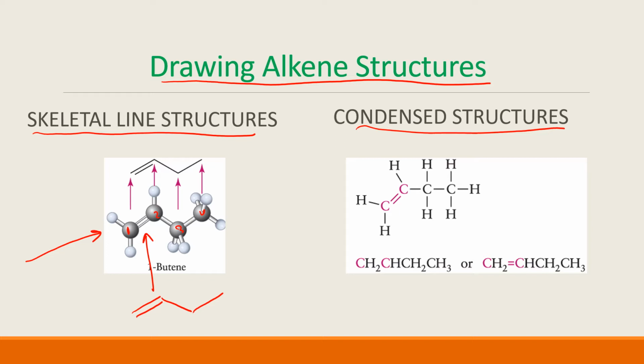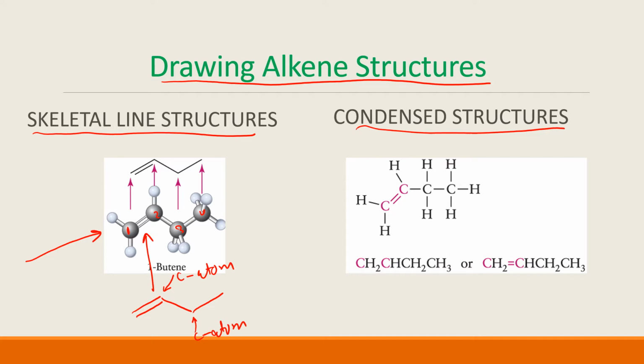Remember, each connection point within the zigzag line shows a carbon atom, and the end and the beginning also show a carbon atom. The number of hydrogen atoms can be calculated based on how many bonds are already connected to the carbon atom.